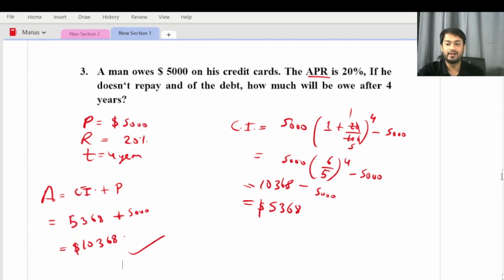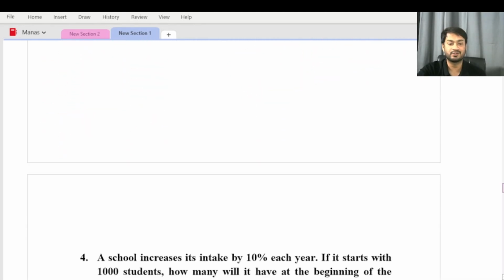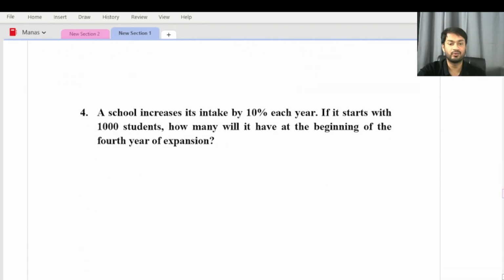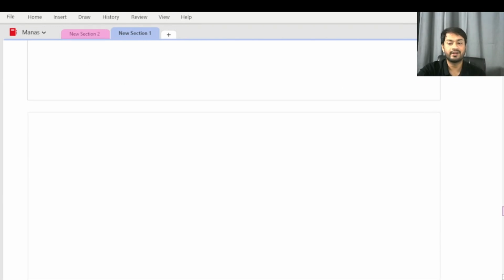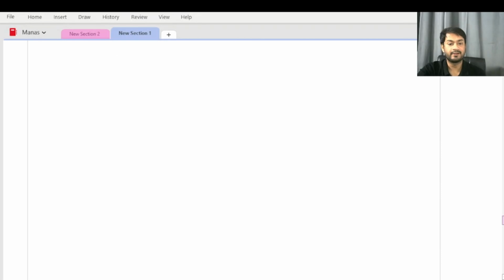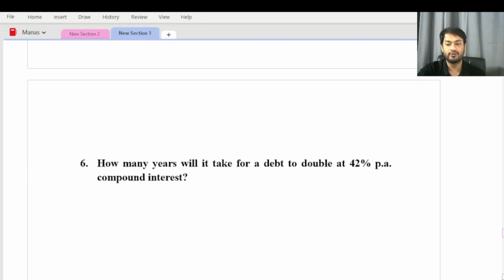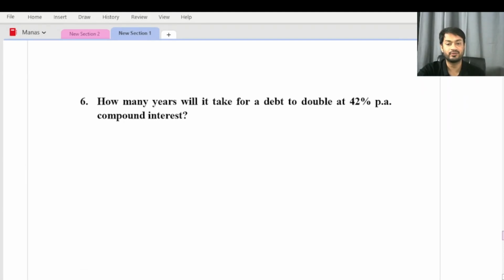I hope you understand the basic concept of compound interest. Now here I have some other questions for you as homework, so you can just go through and take the screenshots, so that you can practice it later at home, and you can comment the answers in the comment box. It will be very helpful for you because I'll be giving you the answers, don't worry.